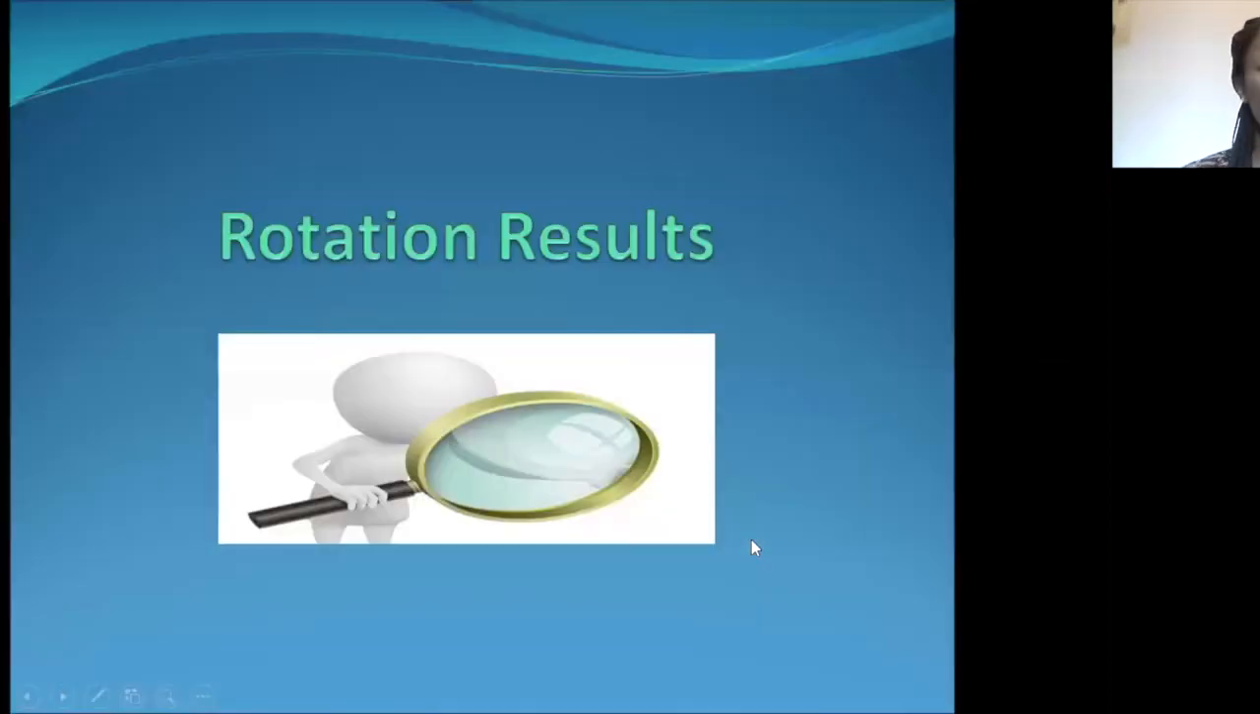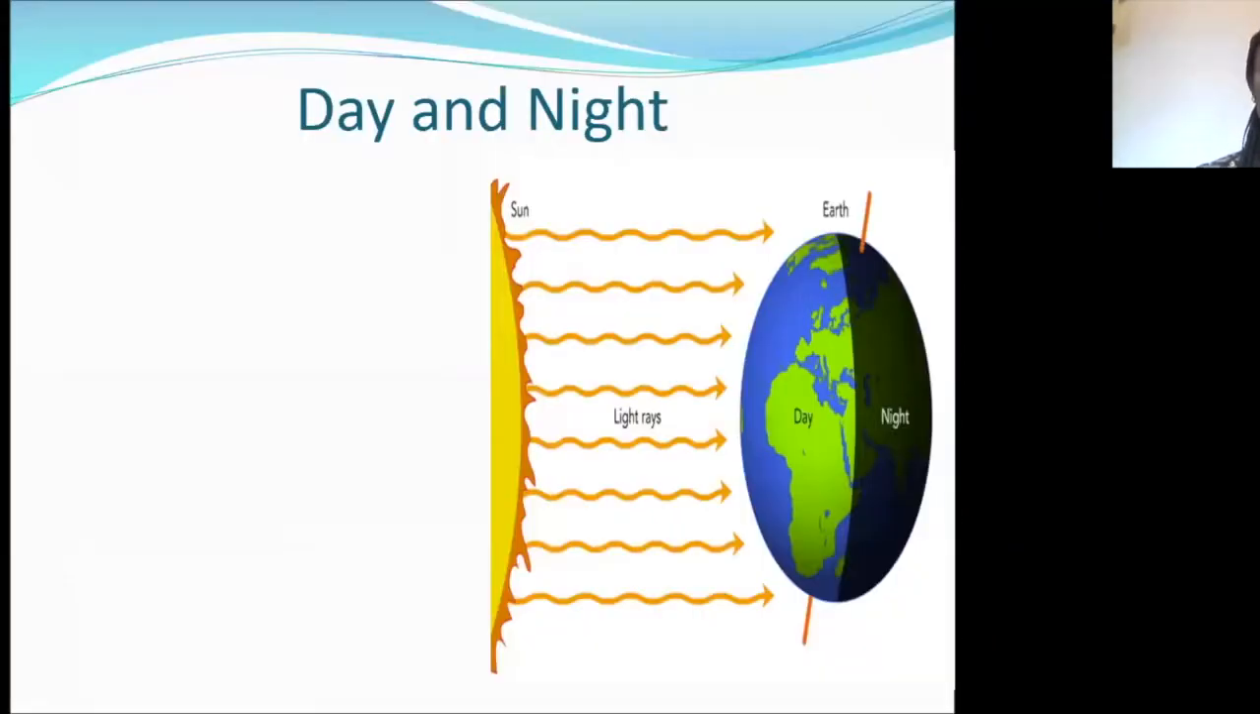Now, for every action, there is a reaction. So because the Earth rotates, something happens. And we're going to look at some of the rotation results. We get day and night. This is the easy one.